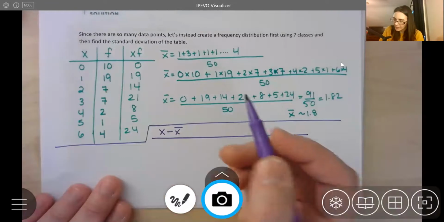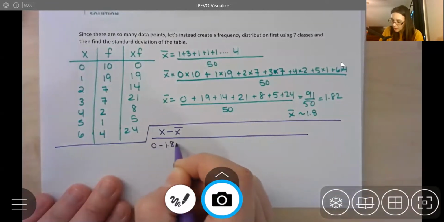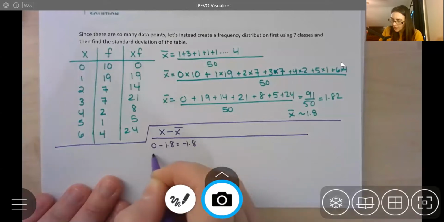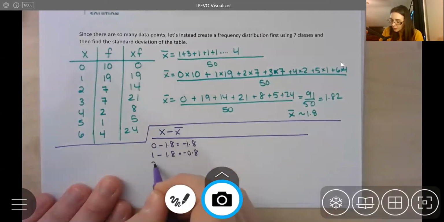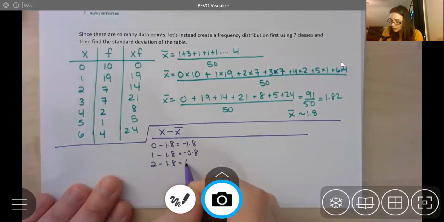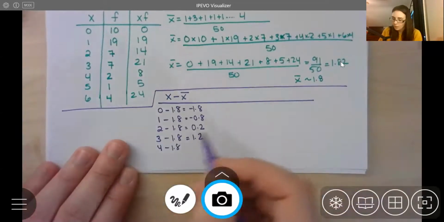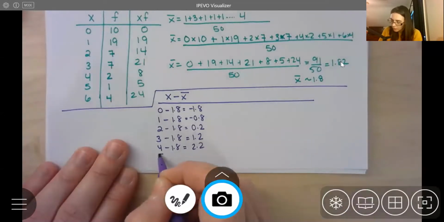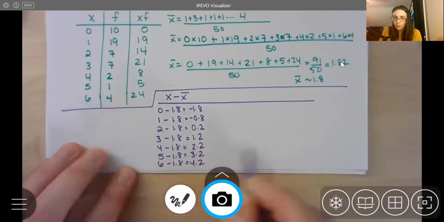So the first data point I have is 0, and again, my mean is 1.8. So I'm doing 0 minus 1.8, which is negative 1.8. Then I'm doing 1 minus 1.8, which is negative 0.8. Then I'm doing 2 minus 1.8, which is 0.2. 3 minus 1.8, which is 1.2. 4 minus 1.8, let me move this up, which is 2.2. 5 minus 1.8, which is 3.2, and 6 minus 1.8, which is going to be 4.2.